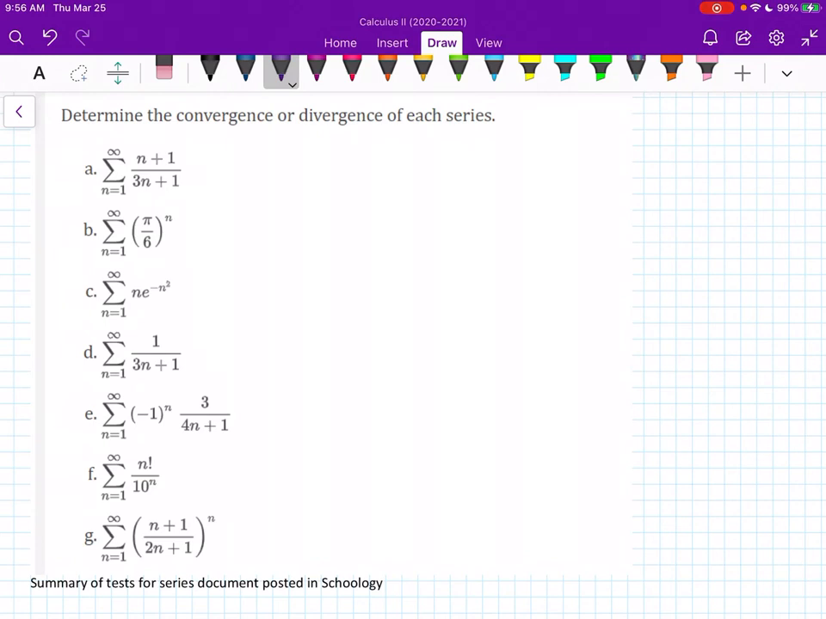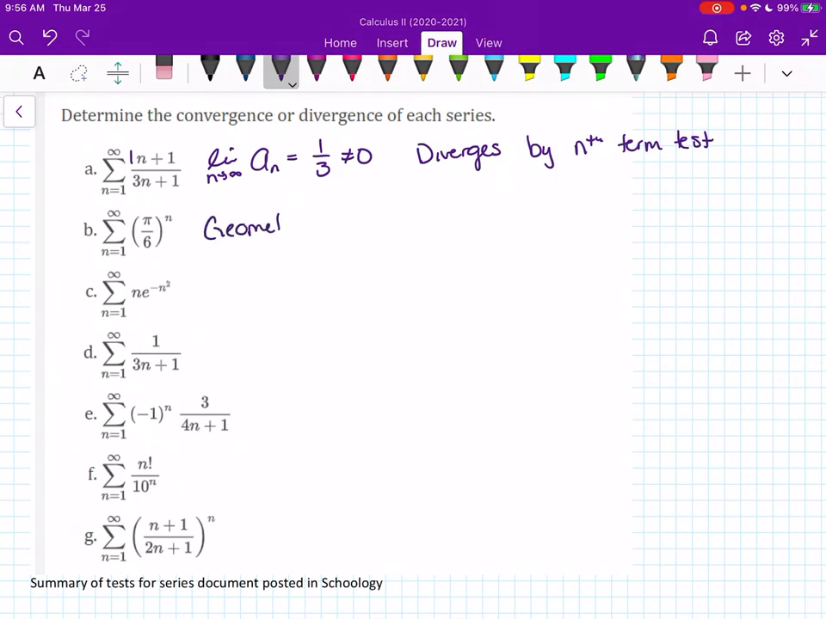So the first one, if I look at the limit as n goes to infinity of a sub n, it equals 1/3, which does not equal 0. So this one diverges by the nth term test. Example B, we have a geometric series. And our base here, our ratio, is pi over 6, which is less than 1, so it converges.